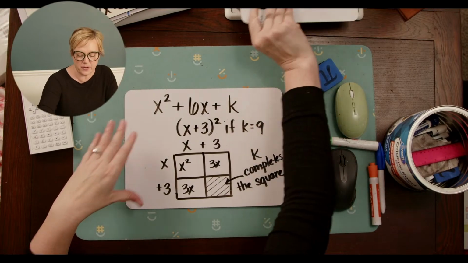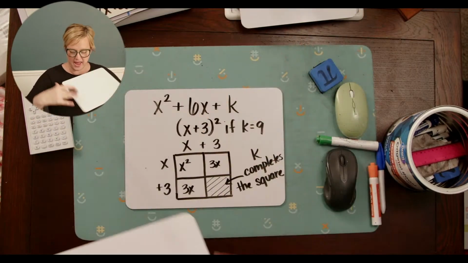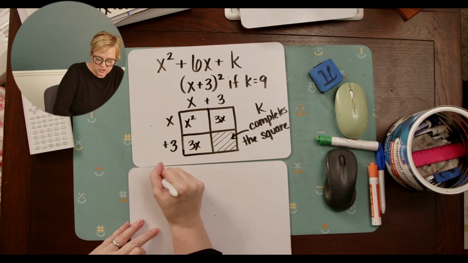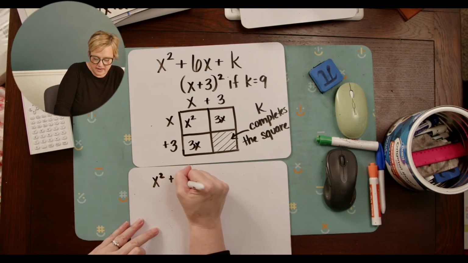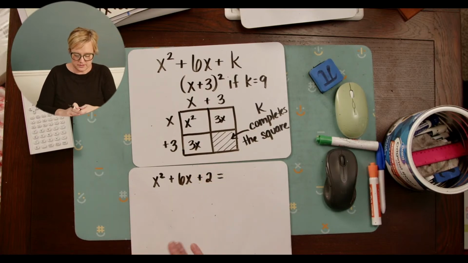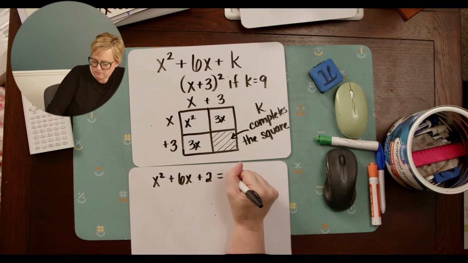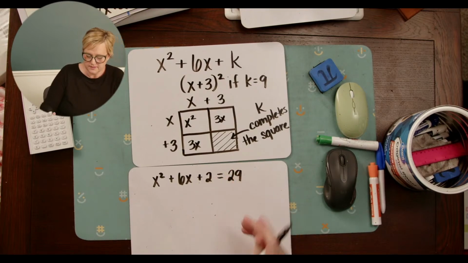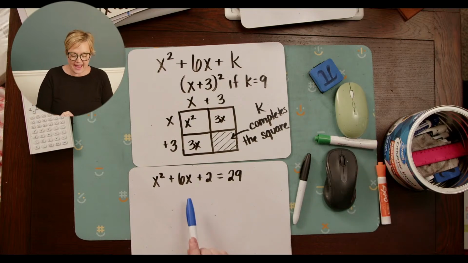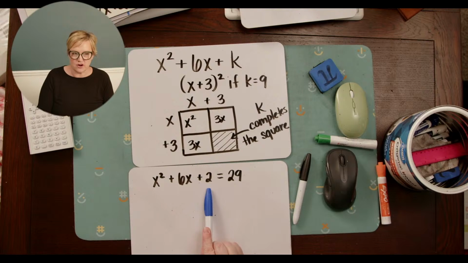So putting it into a little bit more context, if I had a problem like x squared plus 6x plus 2 equals 29, and looking at that, if that 2 were a 9, it would be a perfect square trinomial.